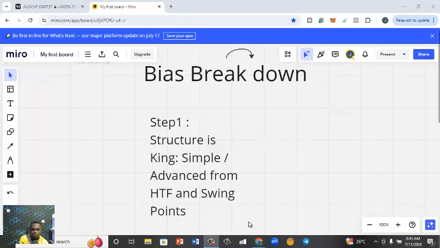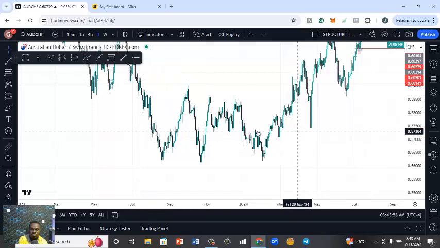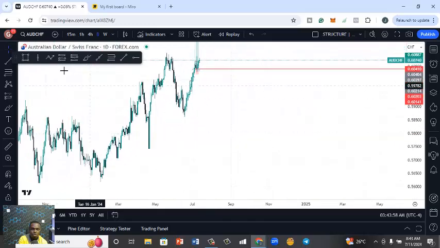All right, so in this video, as already explained, we will be breaking down market bias in simple terms. The first step is to understand that structure is king, and by structure we are referring to the simple market structure or the advanced market structure, and we'll pay very good attention to swing points. So I will explain with my TradingView what they are.